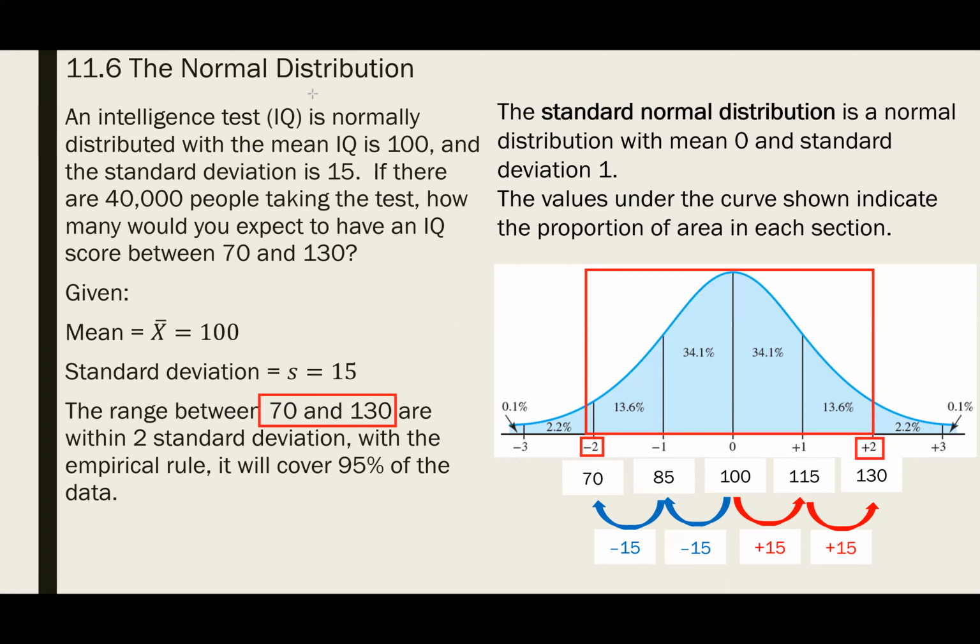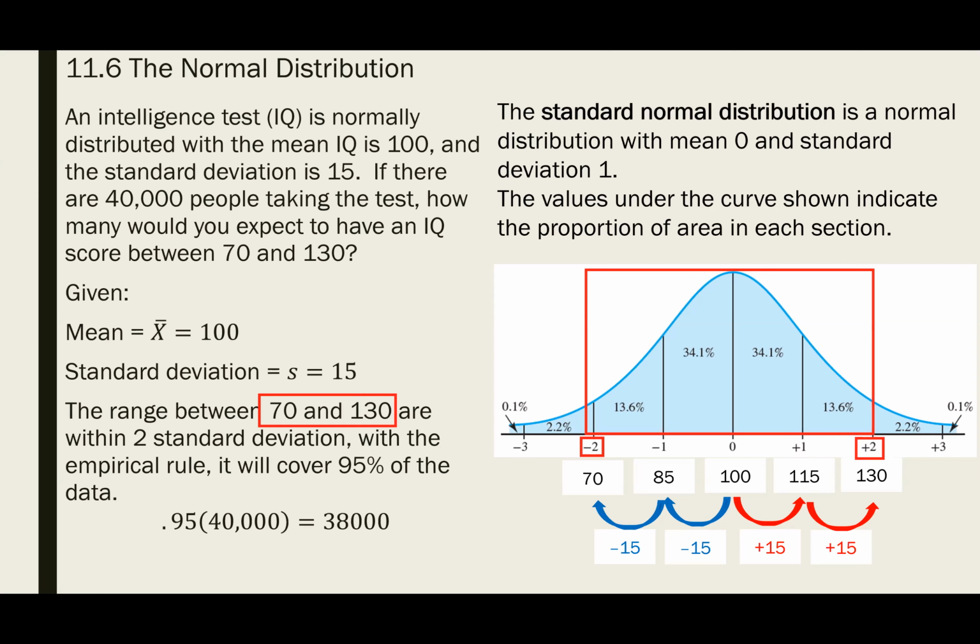And that doesn't answer the question. The question they did not ask you is what percentage. The question they ask you is, how many people would we expect? So to do this, you need to convert your percentage to a decimal, and multiply it by the total number of people we have.